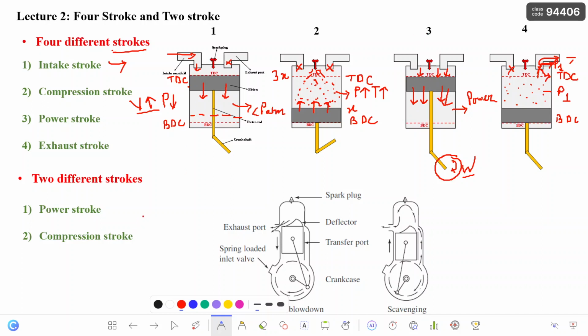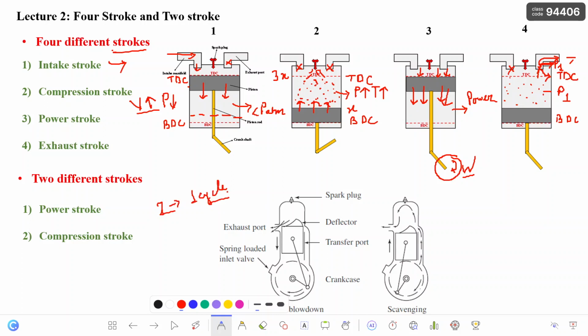But in a 2-stroke, the total cycle will also be done in four different processes. That is, first is suction, then compression, then expansion, then exhaust. So this will be done in a two-stroke engine also, but the only difference is that the piston will cover from top dead center to bottom dead center twice in one cycle.